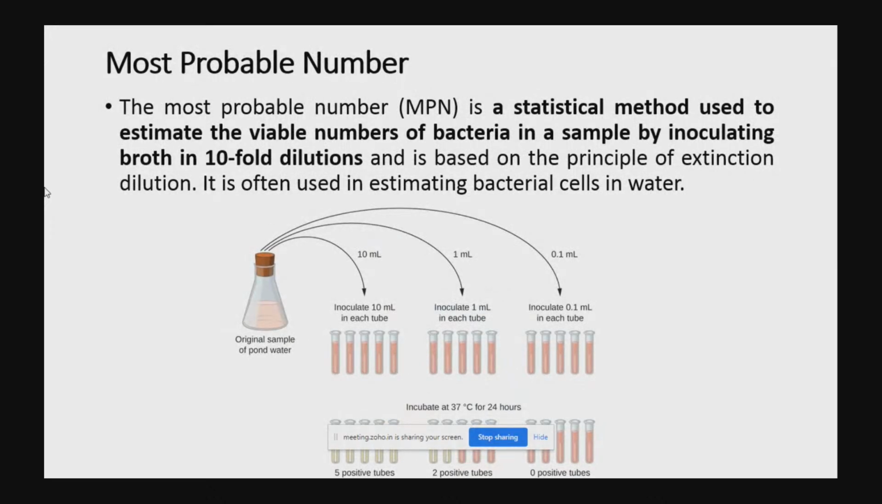There was another technique, the most probable number. The most probable number is a statistical method used to estimate the viable number of bacteria in a sample by inoculating broth in tenfold dilution, and is based on the principle of extinction dilution. It is often used in estimating bacterial cells in water.